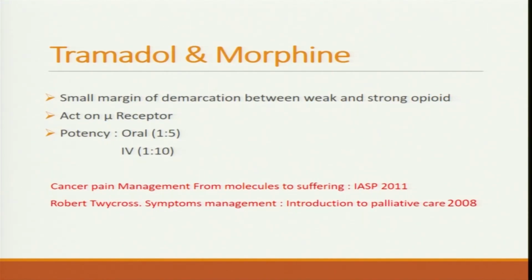Tramadol and morphine, there is no comparison. Tramadol is a weak opioid, morphine is a strong opioid, definitely more potent and very highly effective in cancer pain management.